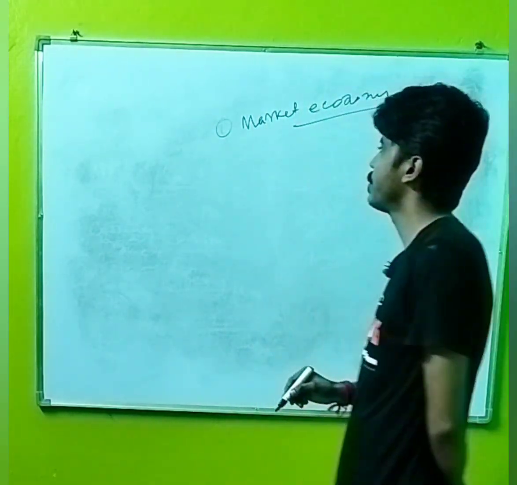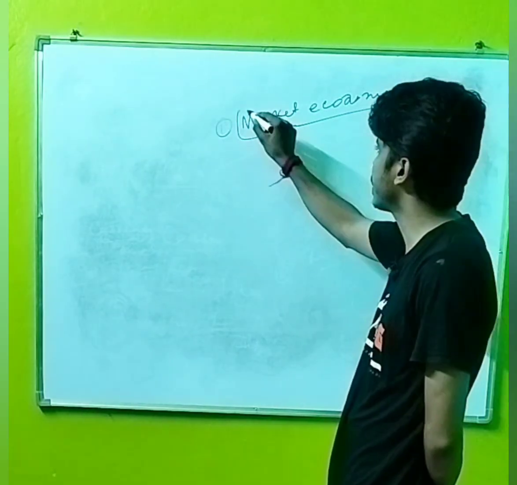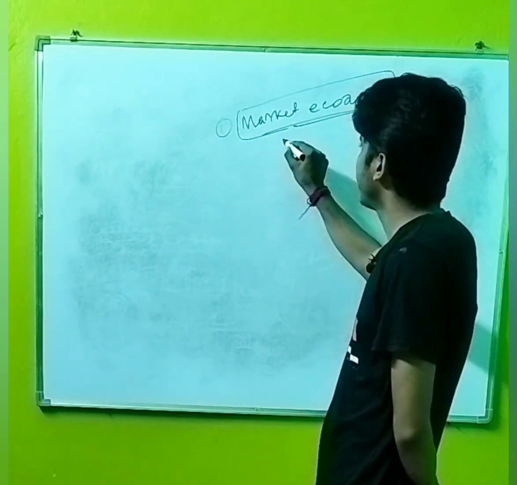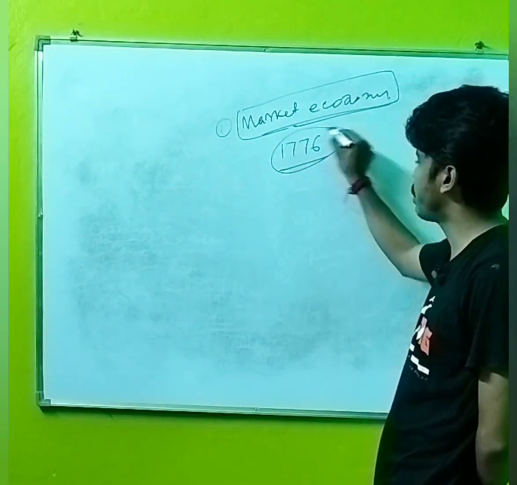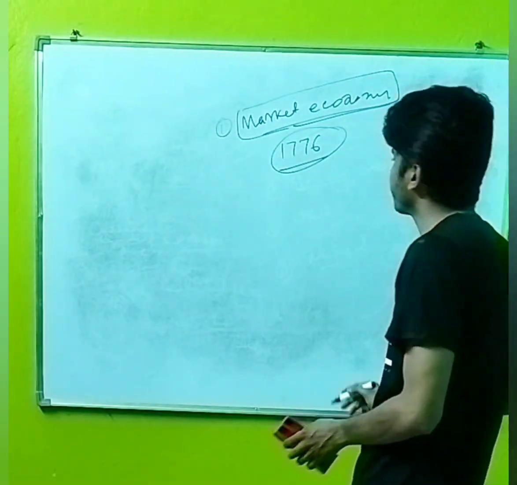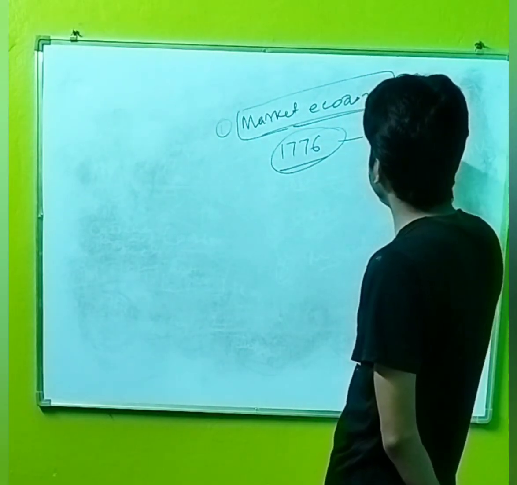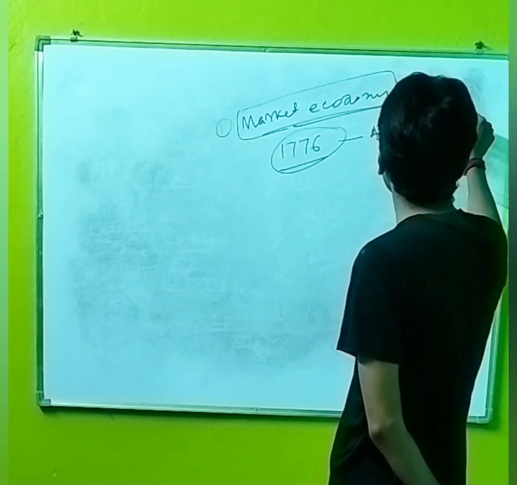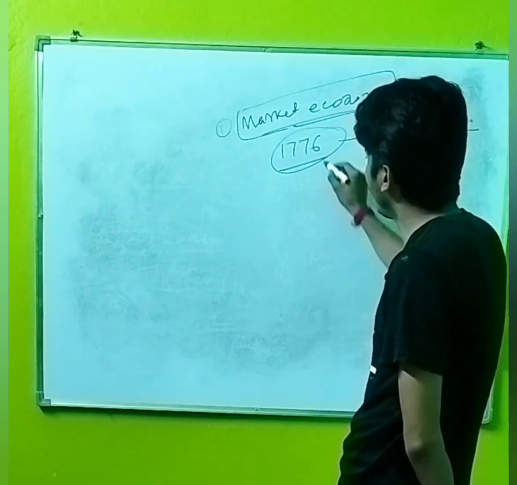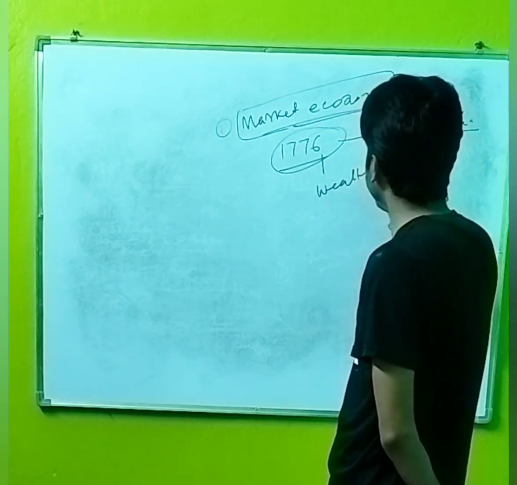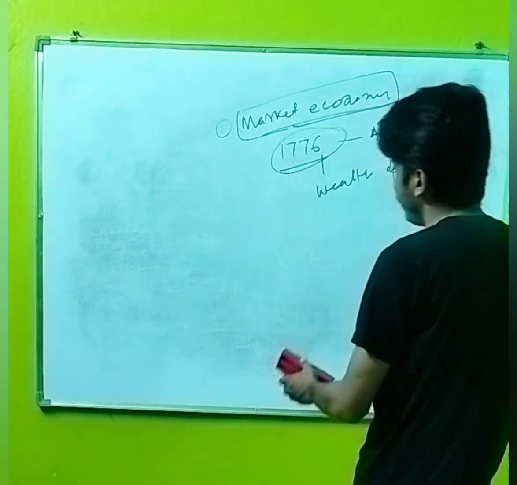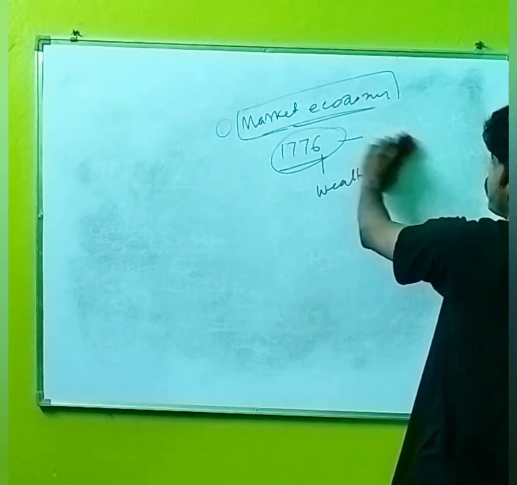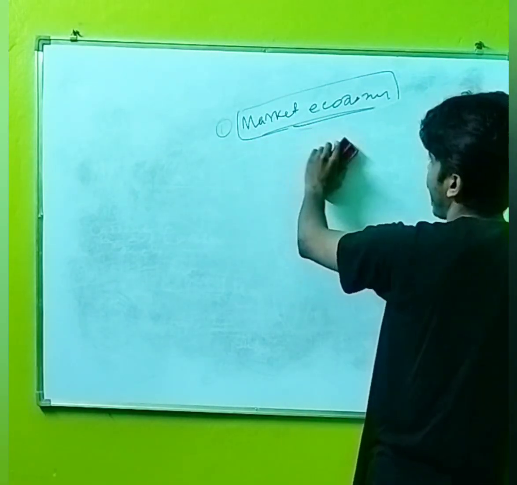Here we all know that the idea of market economy started in the year of 1776. That's the year of independence of United States. There was a person called Adam Smith, an economist, who put forward a book that is Wealth of Nations. In his book, he propounded an idea that market can handle everything.